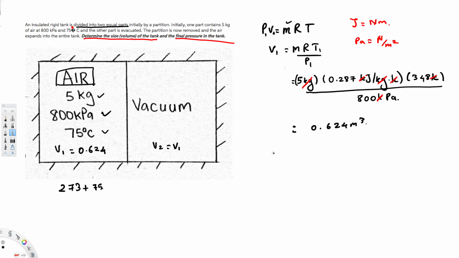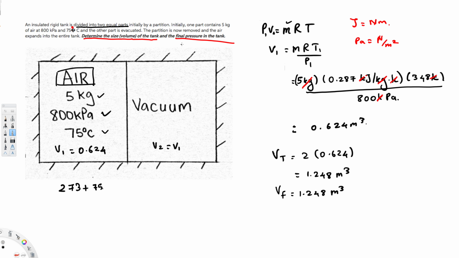So to find the total, we just have to multiply. The total is 2 times 0.624, and that's going to give us 1.248 meter cubed, right? Also, this is going to be the final volume, because they are saying finally they are removing the partition and the air expands into the entire tank. So we are going to have the final volume as this total volume. So this is going to be the final volume, 1.248 meter cubed.